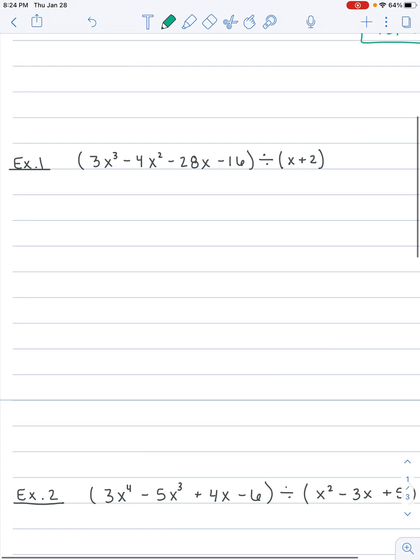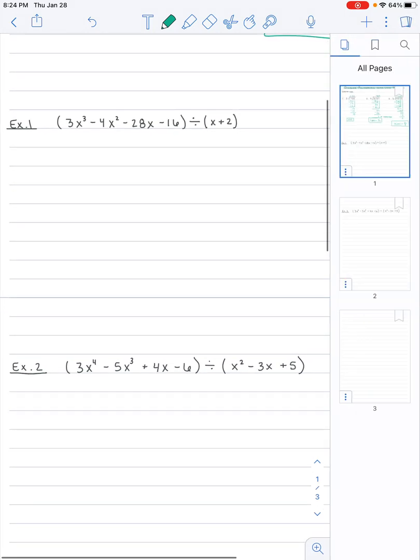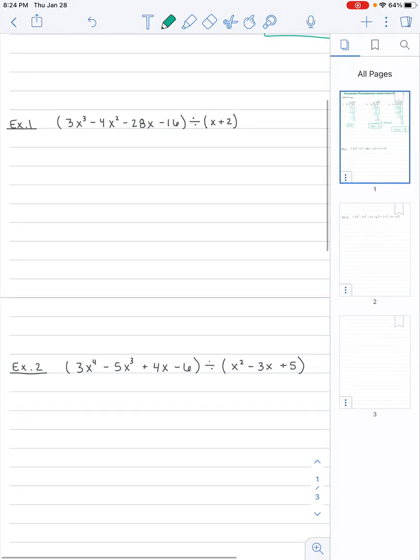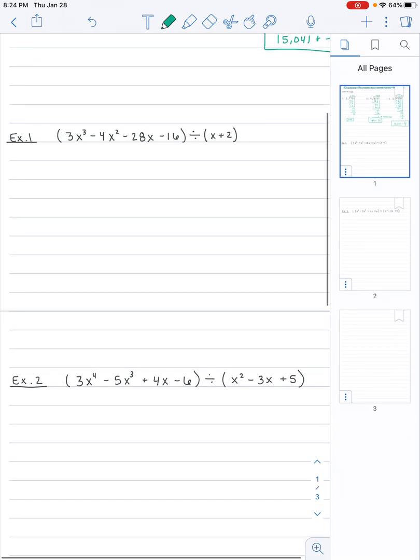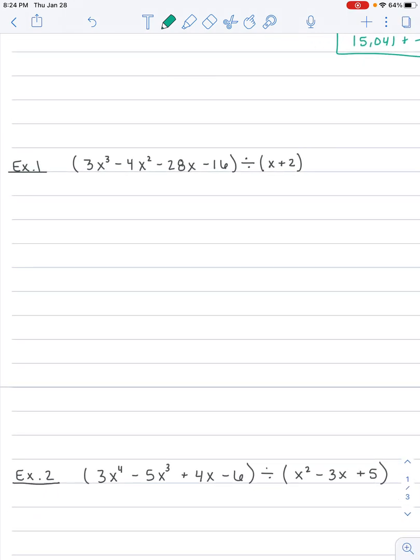So we're going to take this same idea, but we're going to enhance it and make it an Algebra 2 question. So here's our first problem. We're going to take 3x cubed minus 4x squared minus 28x minus 16. We're going to divide it by x plus 2. So we've got to set it up first. Organization is really important here, guys. So we put your divisor on the outside, x plus 2, divided by, and everything underneath.